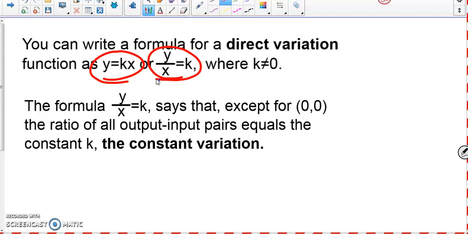So this formula, y divided by x is equal to k, says that except for 0, 0, the ratio of all output to input pairs is equal to some number or constant k. K is also called the constant of variation.